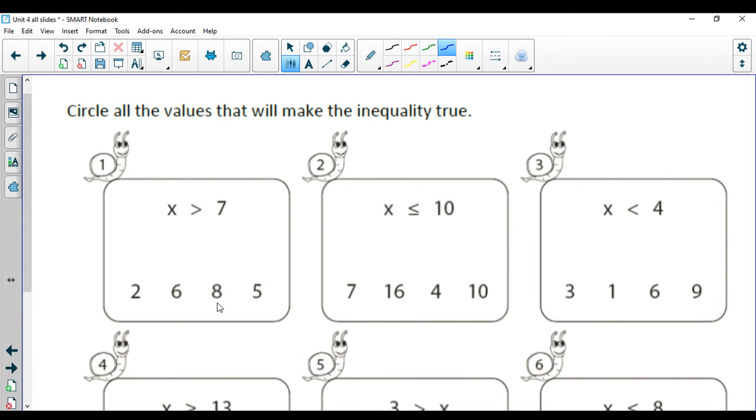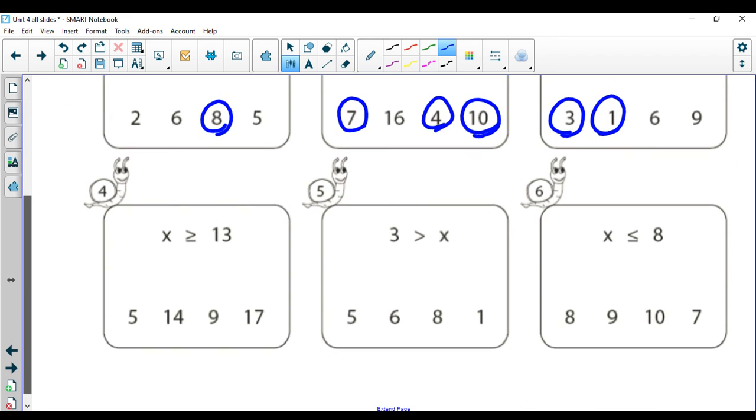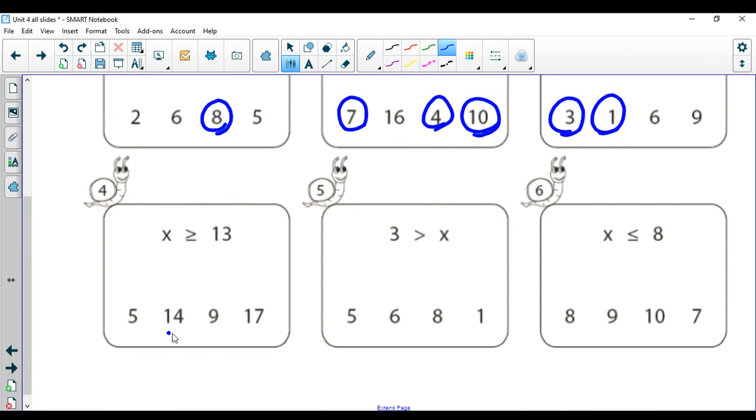Circle the values that will make the inequality true. X is greater than 7. Numbers greater than 7 only include 8. X is less than or equal to 10. So any numbers less than or equal to 10. X is less than 4. In question number 4, x is greater than or equal to 13. So that would include 14 and 17.